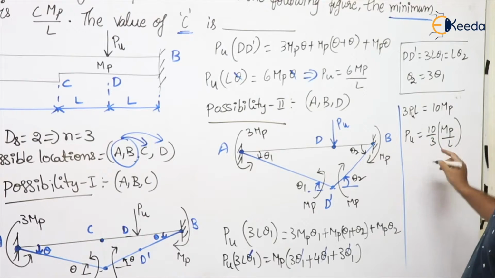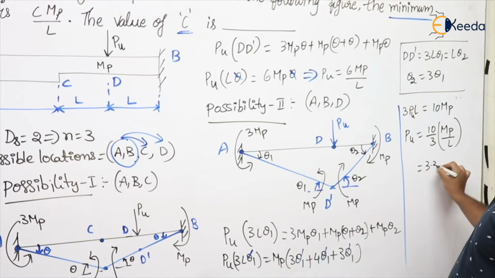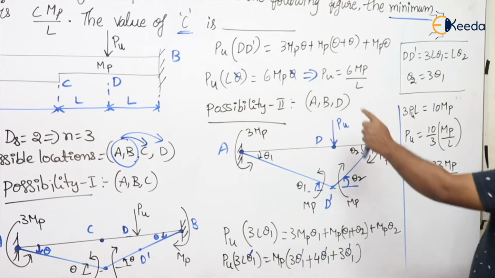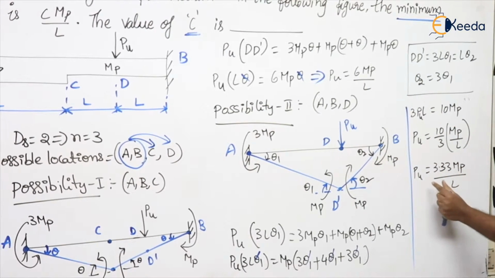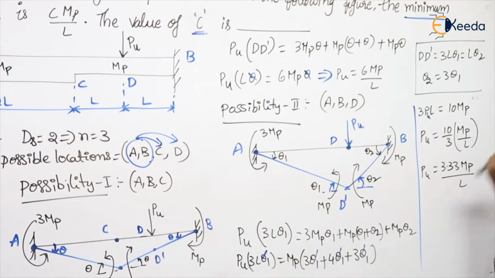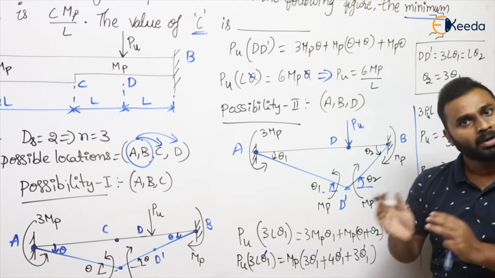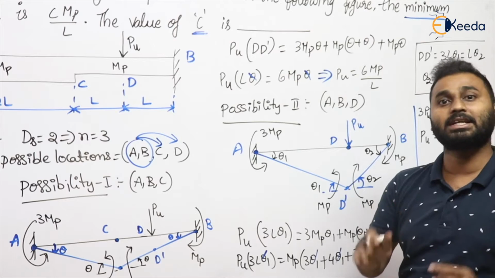Simplify this 10 by 3. It is something like 3.33 MP by L. This is the collapse load in possibility 2. In possibility 1, collapse load is 6 MP by L. In possibility 2, collapse load is 3.3 MP by L. Now we have to choose the minimum out of these two possibilities.